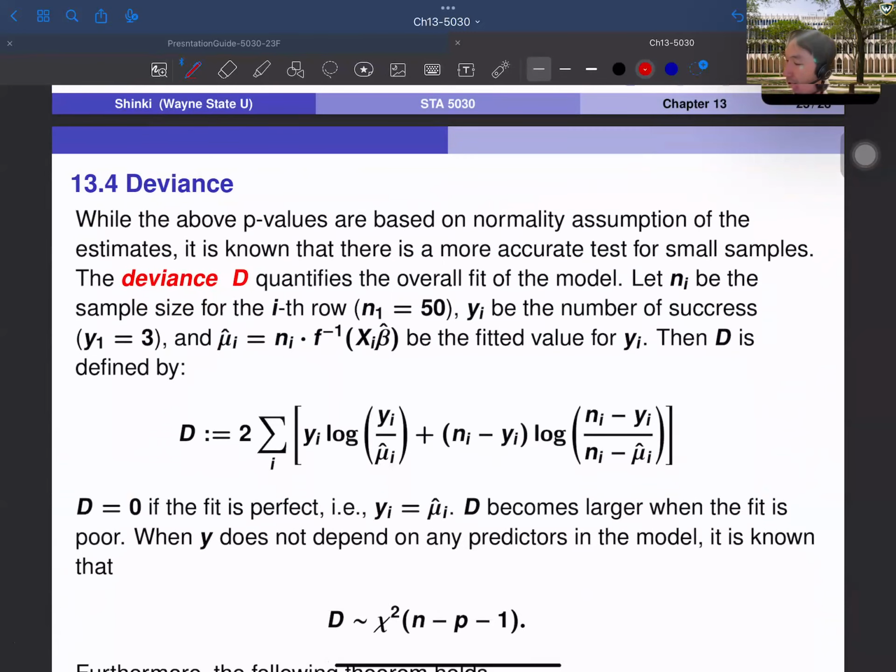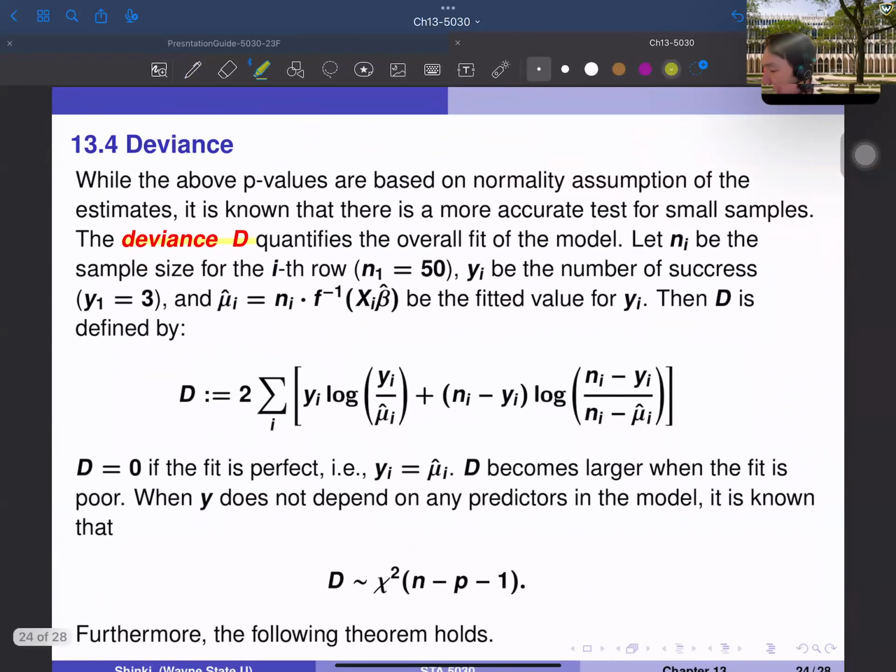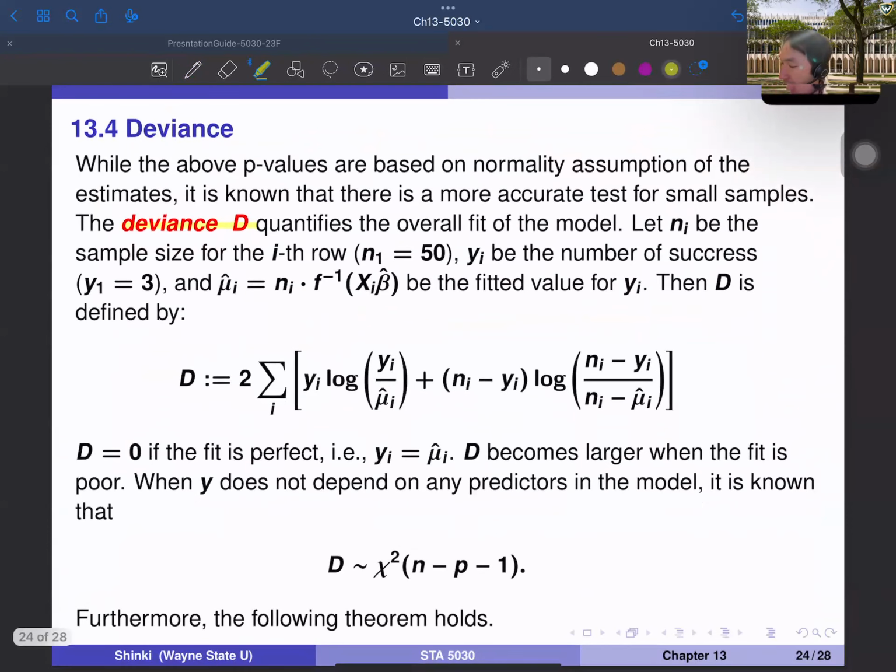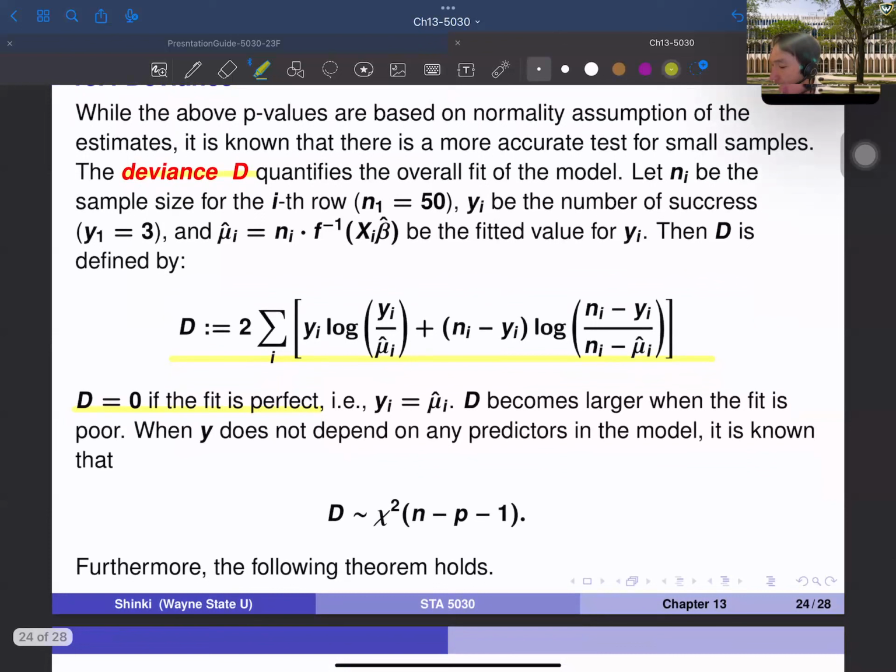And we can use the deviance, which is a kind of transformed version of the likelihood function. The D quantifies the overall fit of the model. To be exact, D is given by this formula. Basically, this is similar to the fit of the model. D equal to 0 is perfect, similar to the situation where the error is 0. And D becomes larger when the fit is poor.